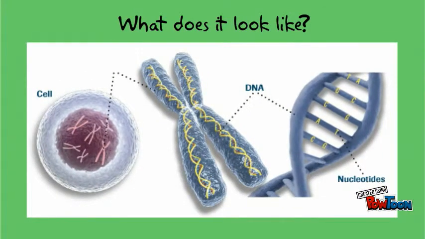What does DNA look like? Think of DNA as a thread that can be formed into different shapes. On the left is DNA inside a cell in an X shape or chromosome. In the middle is a larger image of a chromosome, which is DNA that has been coiled up around itself. On the right is an image of the structure of DNA, which looks like a twisted ladder.